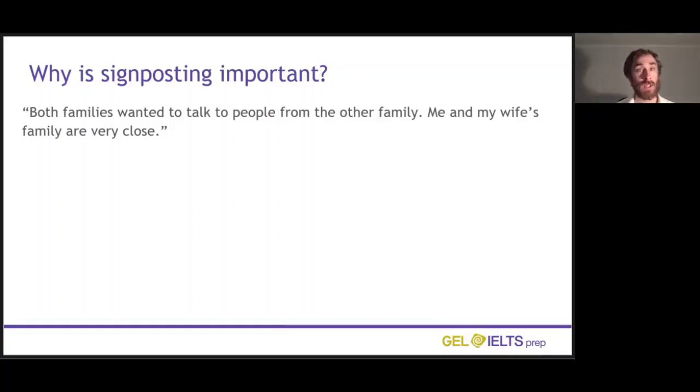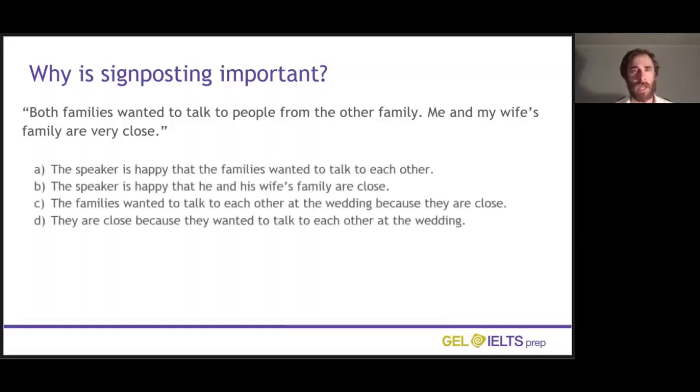Both families wanted to talk to people from the other family. Me and my wife's family are very close. Okay, so let's think about what this student is actually trying to say. Here are some possibilities. Read through these possibilities and then look at the question under this video. Choose the correct option that you think describes what this speaker is trying to say.